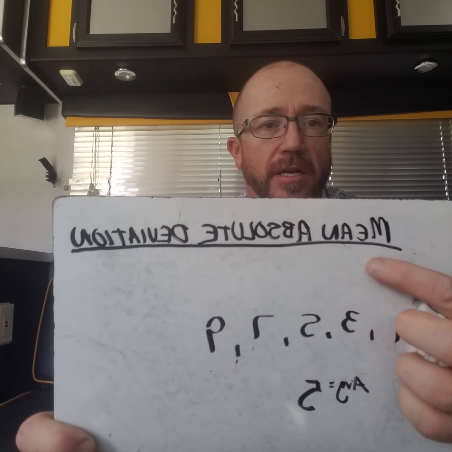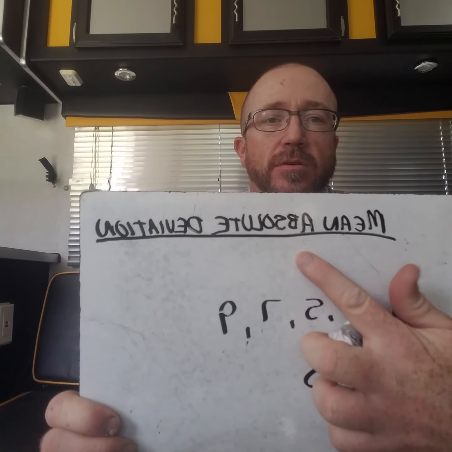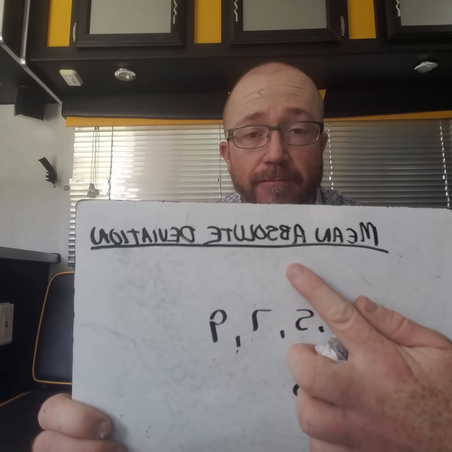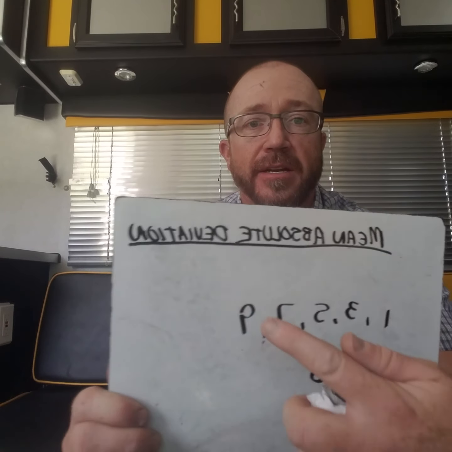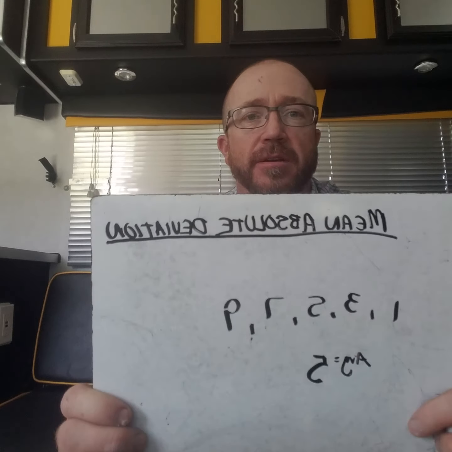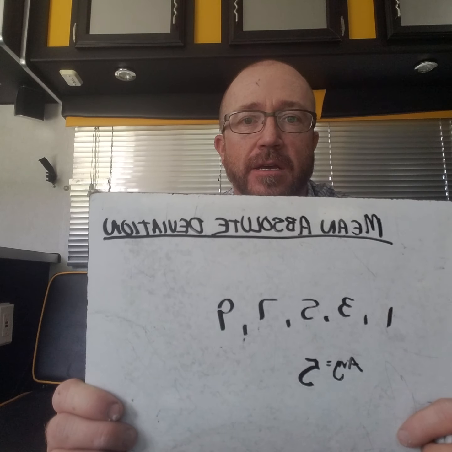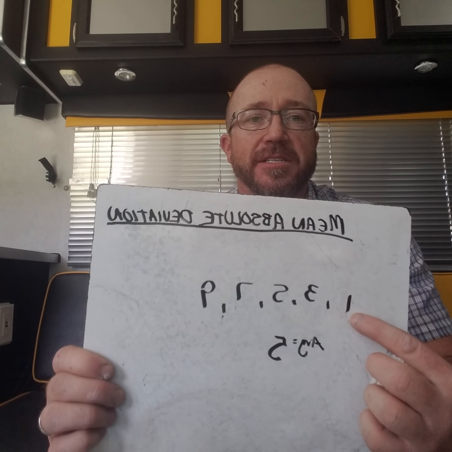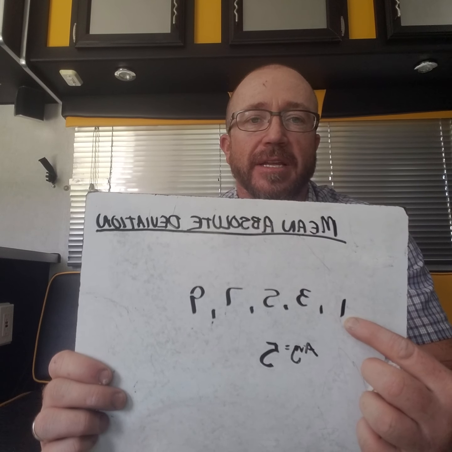So let's take a look at the words. The mean means the average. Absolute, think back to when we discussed absolute value or how far a number is from zero. And then deviation. Deviation basically just means how something changes or deviates. So, mean absolute deviation.